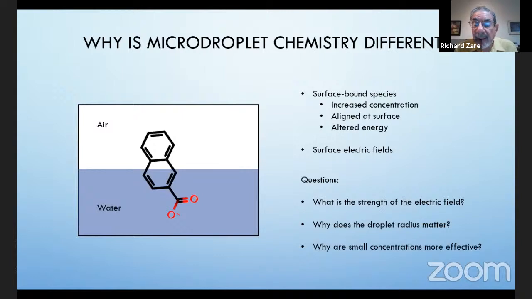What is the strength of the electric field? I'll show you that. Why does the droplet radius matter? I hope to convince you that really is related to the double layer that's being formed. And why are small concentrations more effective? And I'll answer that right away by reminding you that the real action takes place at the surface. And so if you just load up the whole system, you can only use that which is at the surface. So some of these effects saturate as you go to higher amounts of material that are dissolved in the water.